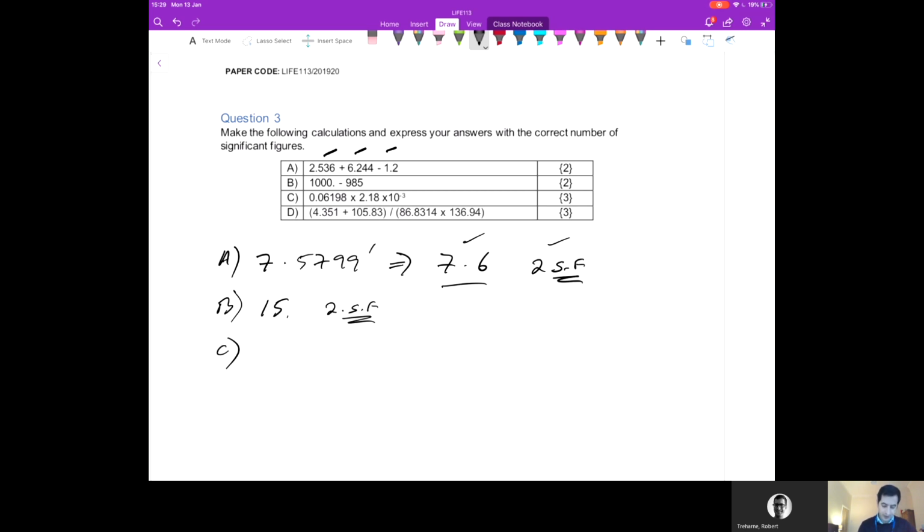Right, so this one is pretty straightforward. I'm just going to multiply 0.06198 by 2.18 times 10 to the minus 3. So the best level of significance there is I got 3 sig fig for this value. And because I'm multiplying, that means my answer's got to be to 3 sig fig as well. That's the only one I didn't do.